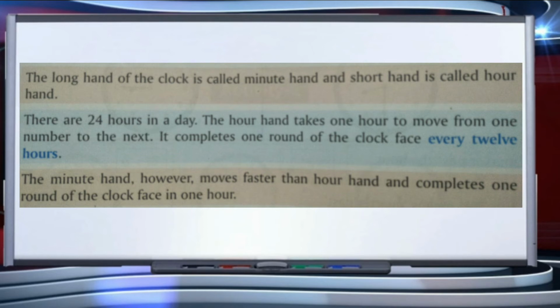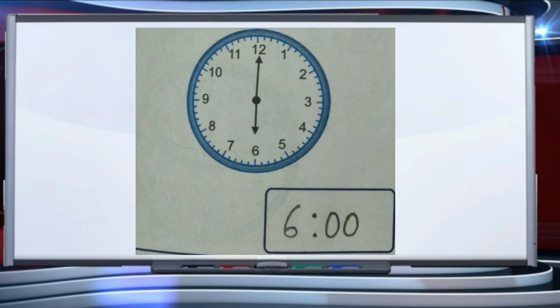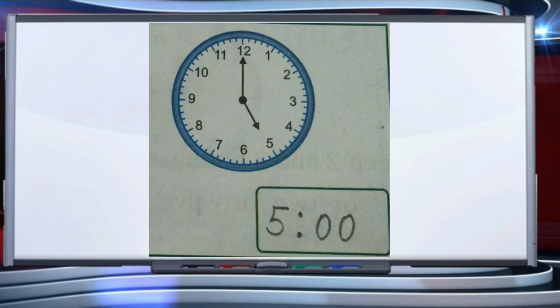Now we will learn activity 1 based on this. Question number 1 is write the time. So first part we are having the hour hand is on 6 and minute hand is at 12. That means the time by this clock is 6 o'clock, or we can write 6:00. Next we are having the hour hand is at 5, the minute hand is at 12. That means the time by this clock is 5 o'clock, or we will write 5:00.